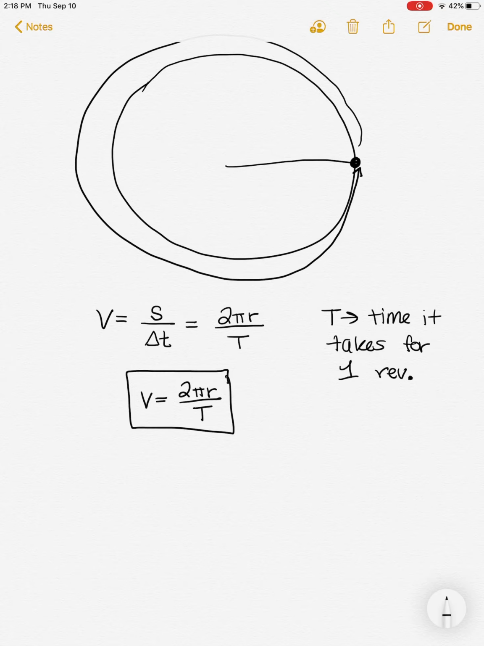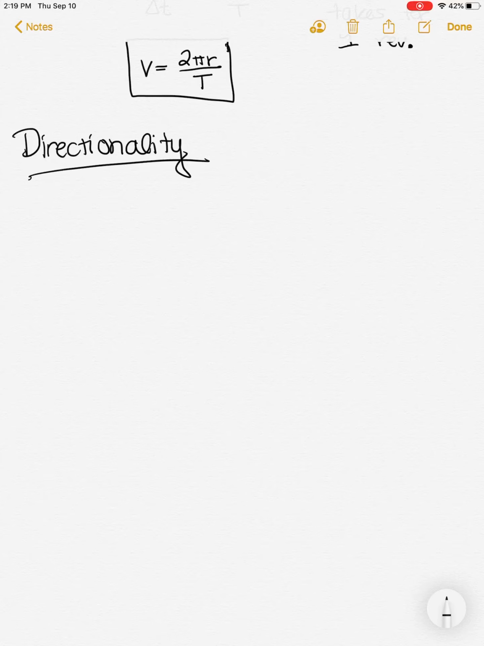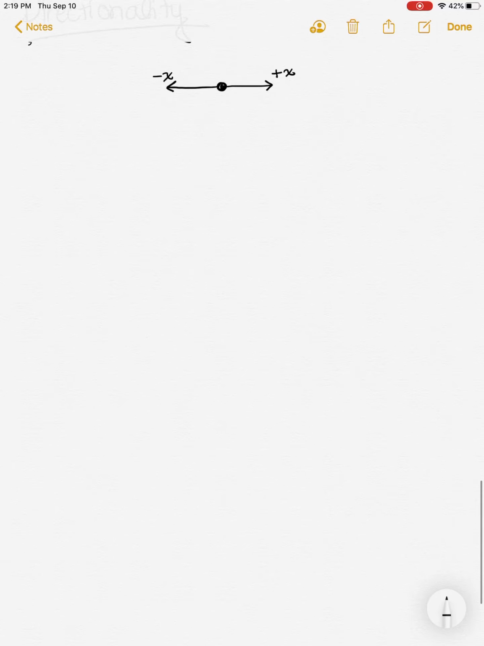So this is basically the basics of rotational motion. There's one more thing that we need to talk about, and that is directionality. So if we were looking at the translational situation, if we have someone that's moving east, or in this direction, we can say they're moving in the positive x direction, or if we're moving to the left or to the west, then it would be negative x.